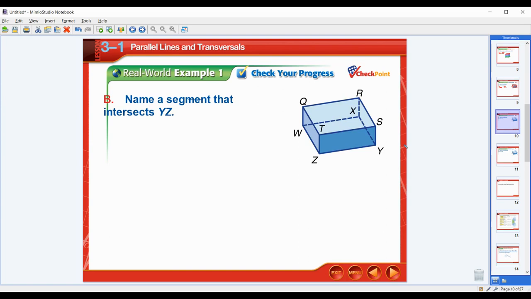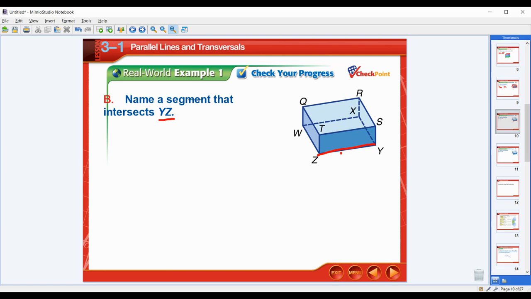All right, now here, name a segment that intersects YZ. So YZ appears to be this line. We will be able to name several of these. We've talked about it in the previous examples. Anything that has a Y or a Z in it will intersect both of these points. So YZ is this segment here. Anything that has a Y or a Z in it will intersect it.